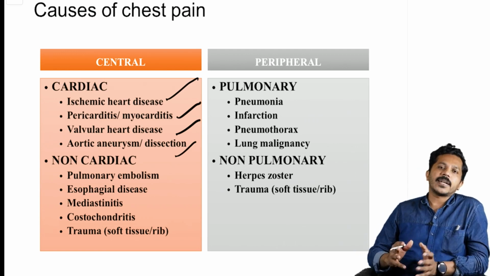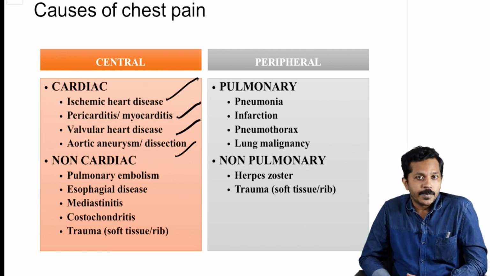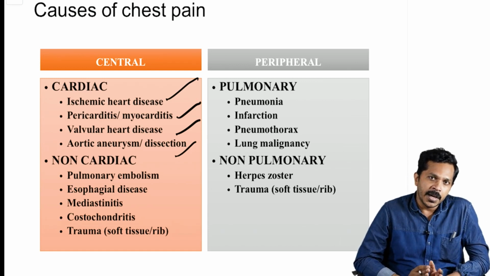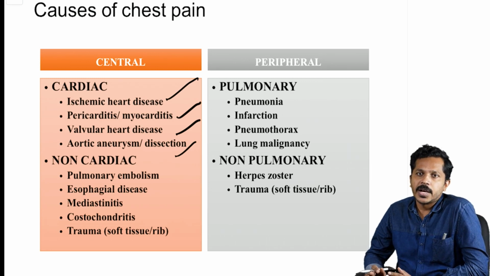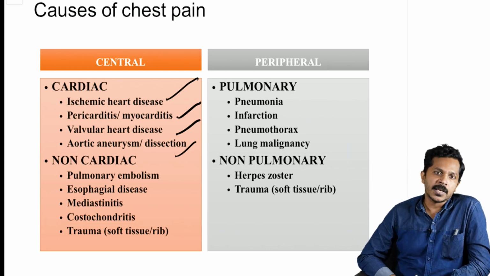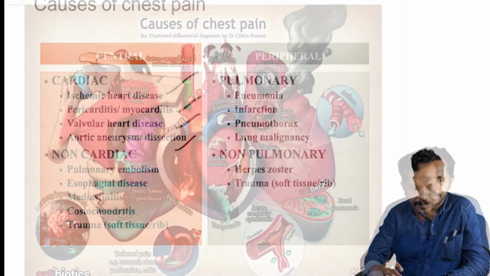So this is how you practically classify the chest pain into central and peripheral first. In the central you can divide into cardiac and non-cardiac, and the peripheral you can divide into pulmonary and non-pulmonary. So that is how you practically classify the causes of chest pain.